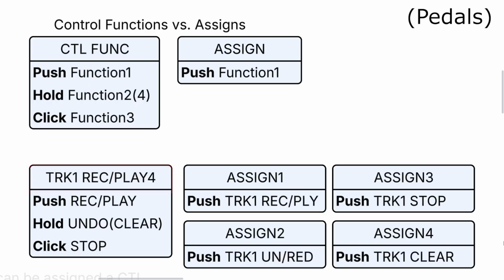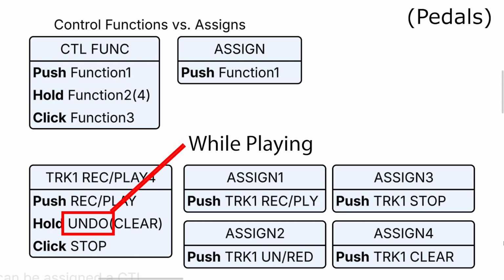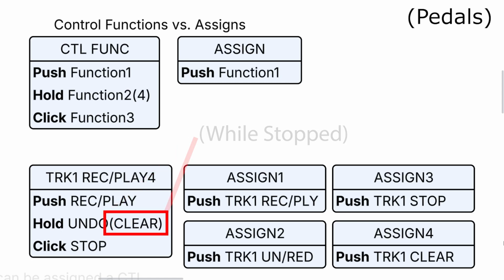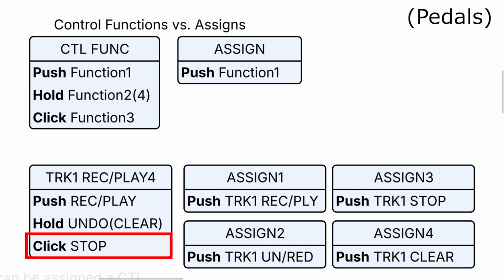The control function track 1 record play 4 has a couple different things it can do. When you push it, it will switch between record and play, and then overdub play, overdub play, overdub play. The hold action will let you undo one of your previous actions while it's playing, or when you hold while it's stopped, it will clear the track. Finally, if you double click, you will stop the track.